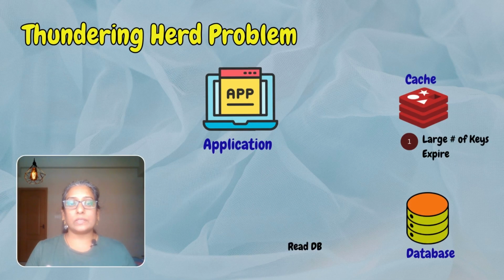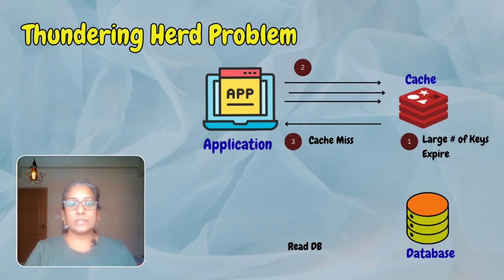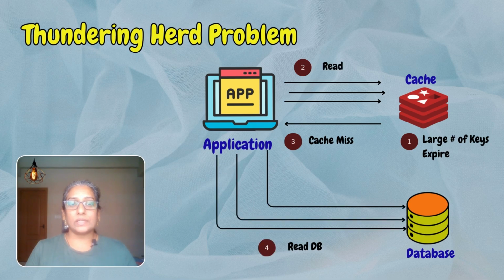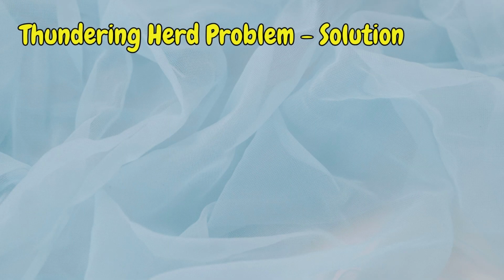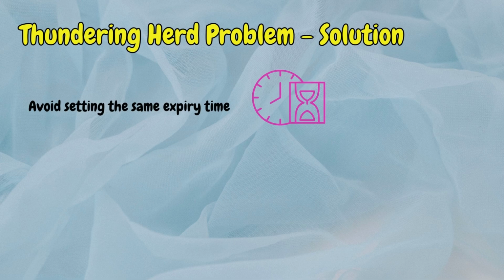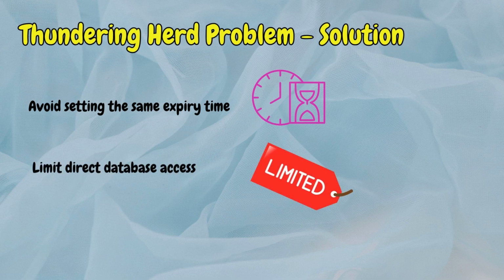The thundering herd problem occurs when multiple requests trigger cache misses simultaneously. This could happen when a large number of cached content expires at the same time. As the requests now directly hit the database, it overloads the database. There are two ways to mitigate this issue. One is to avoid setting the same expiry time for the keys. Another approach is to limit database access to essential business data only, preventing non-essential data from accessing the database until the cache is operational again.